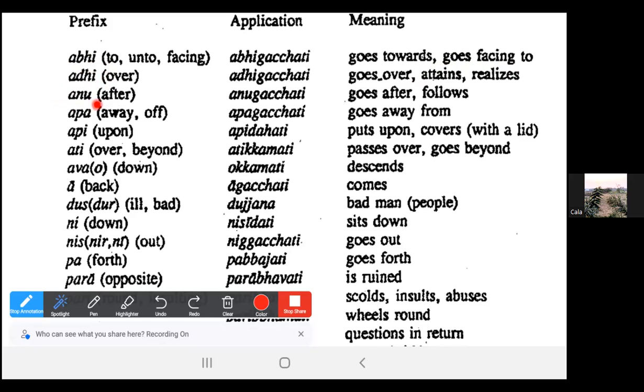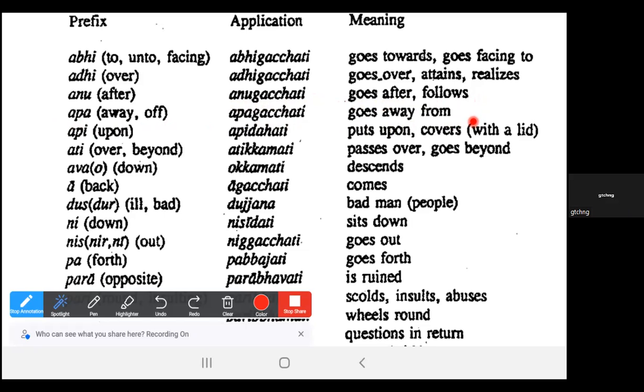So you have abhi, adhi, anu. Anu has the meaning after, or follows. For example, anugacchati means goes after or follows. Another one, apa, is away. Apa always has the meaning of going off, so apagacchati means goes away from.